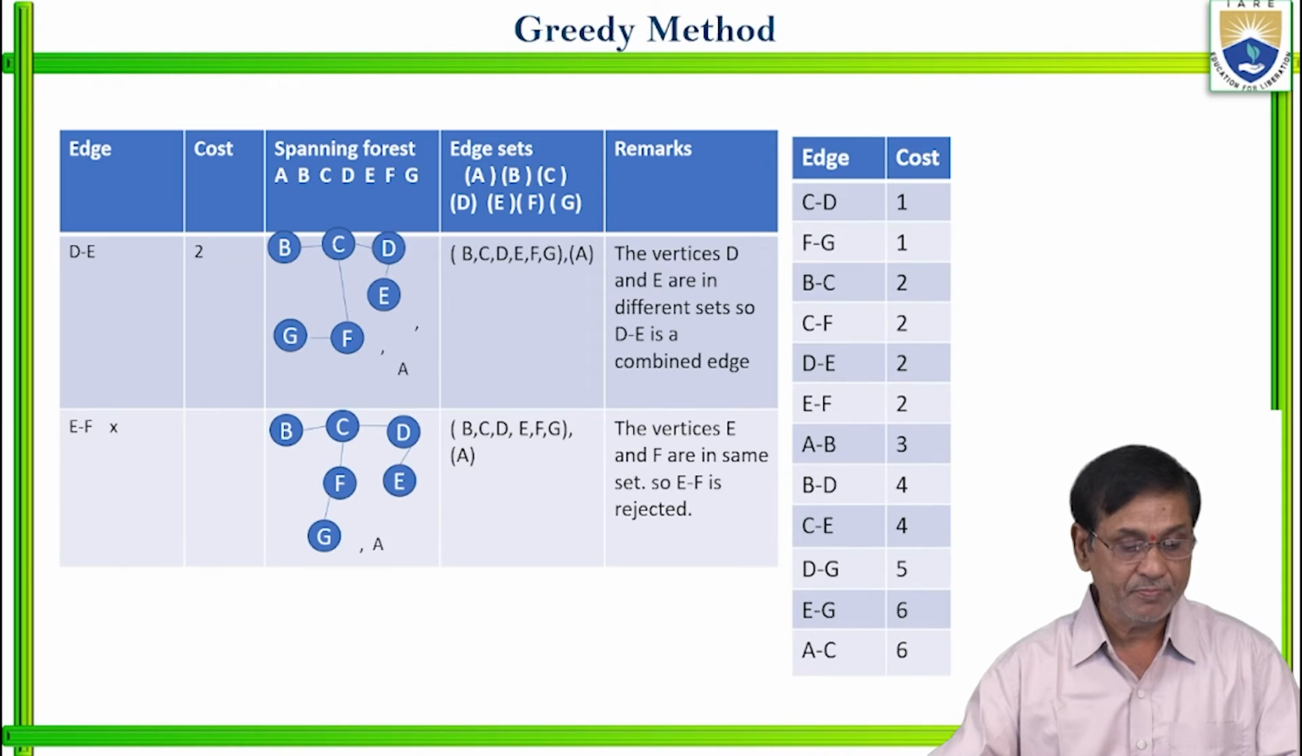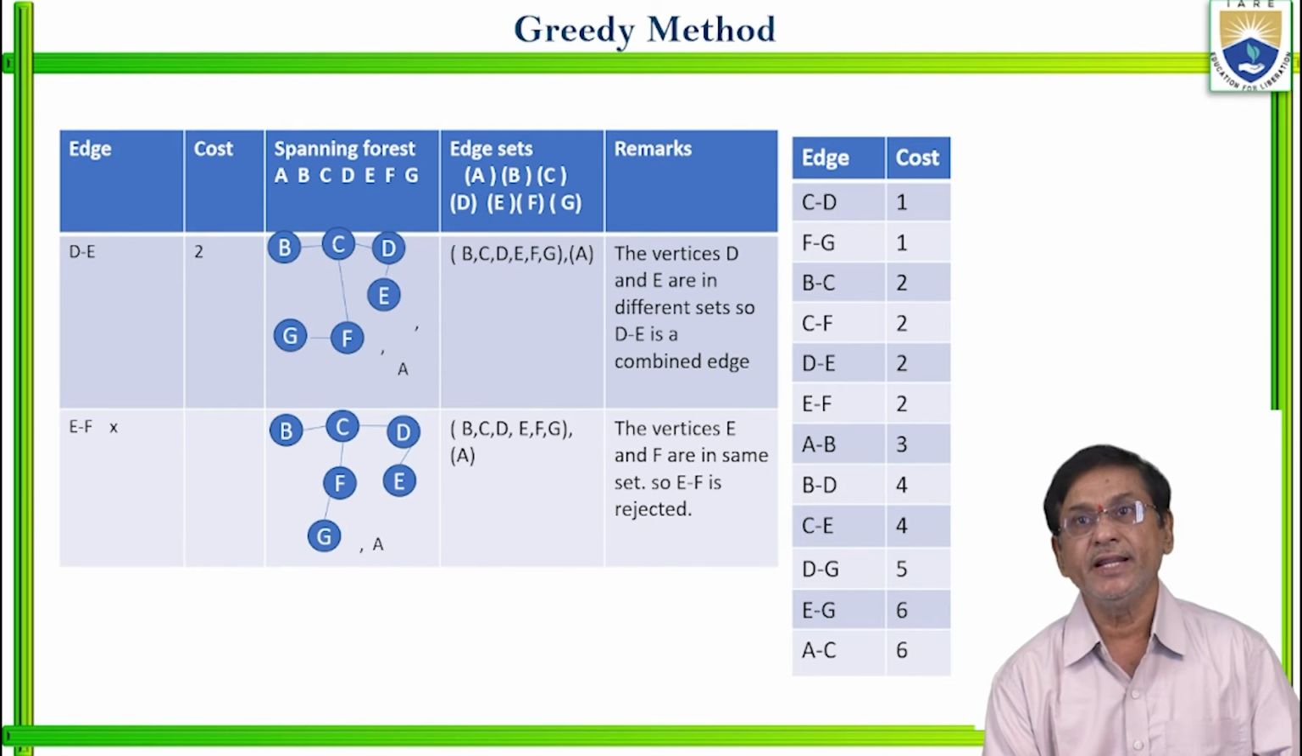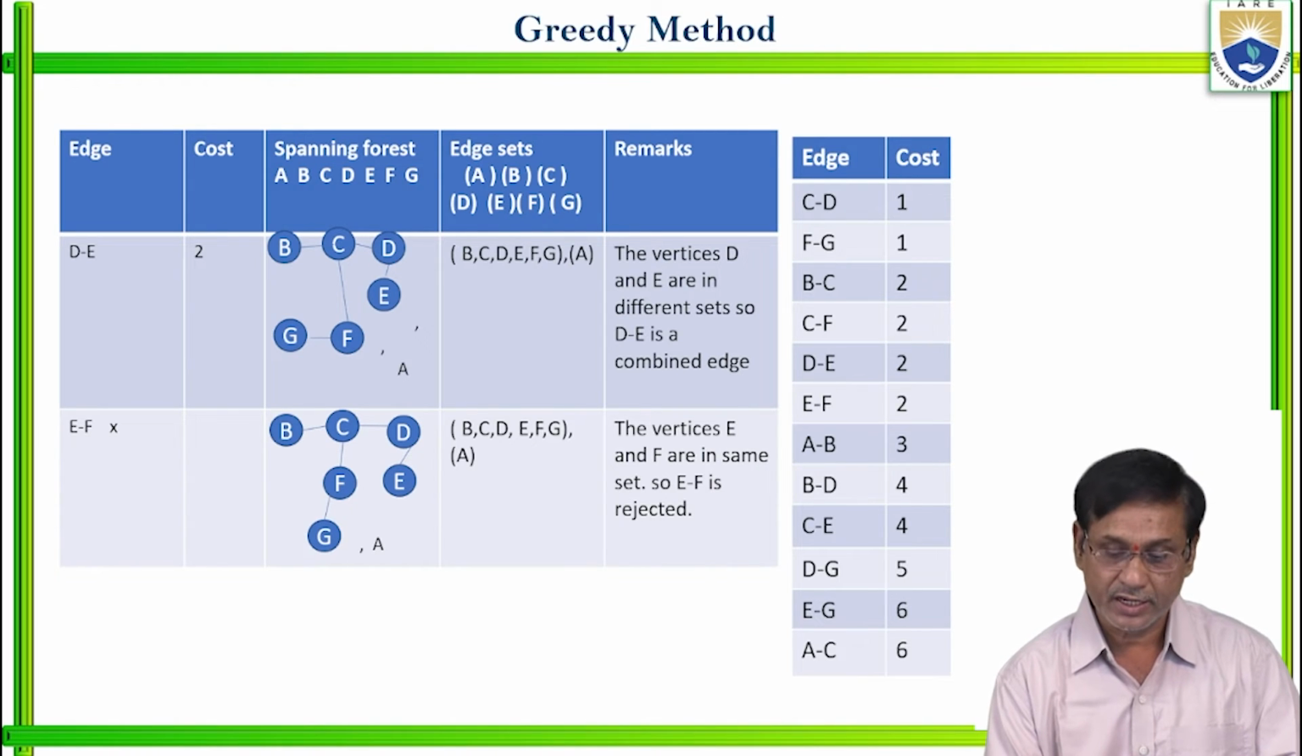Next, after CF, the next one is DE. The vertices D and E are in different sets, so DE is a combined edge. So draw a solid line between D and E.